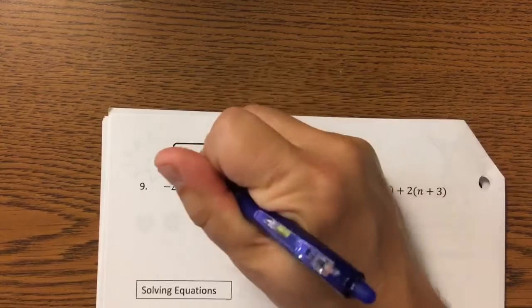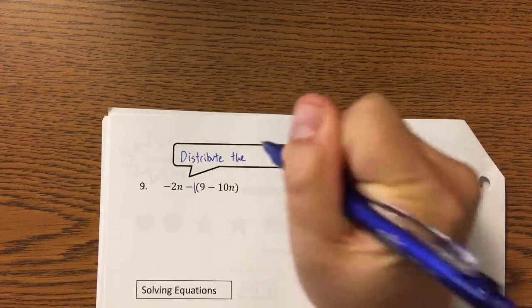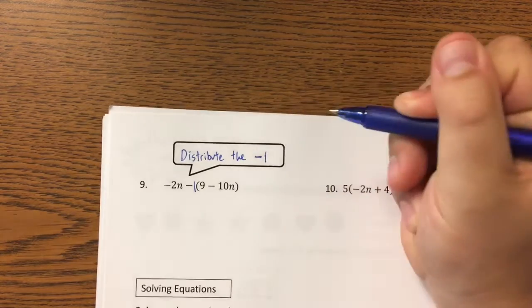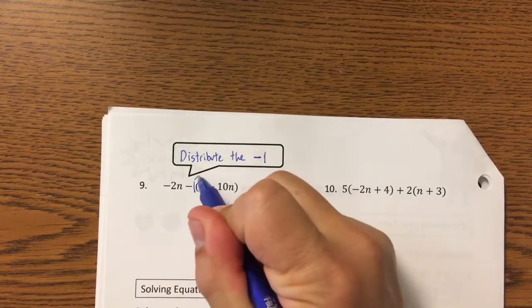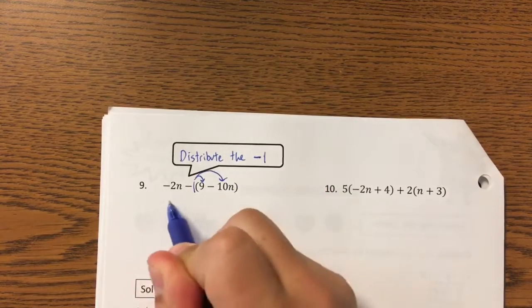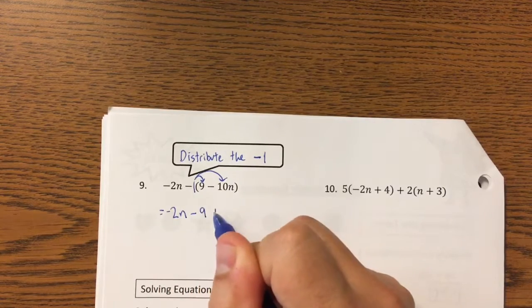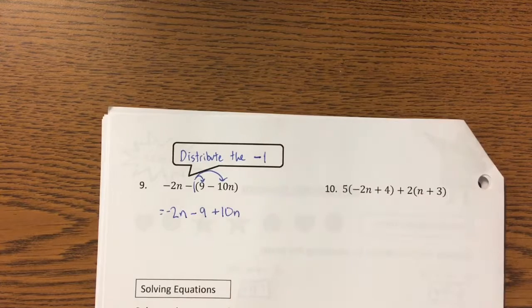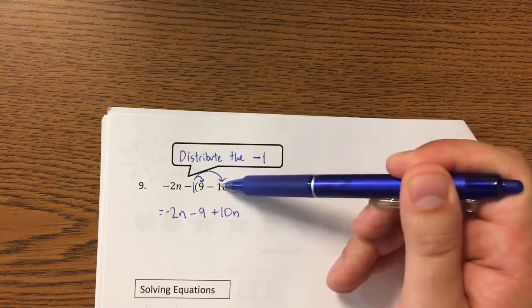So make sure to distribute the negative sign. Okay, in other words, distribute a -1. So when I do that, I end up with -2n minus 9 plus 10n. All that does is just flip the signs of everything inside the parentheses. It doesn't change the absolute value of that number. It just changes the sign of it. So +9 becomes -9, -10n becomes +10n.